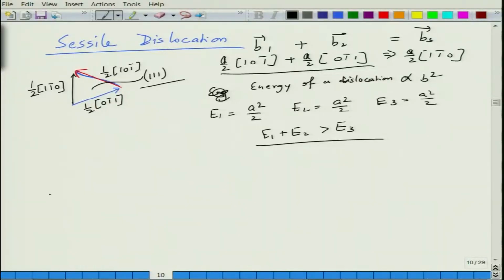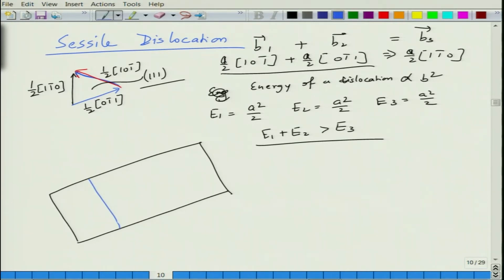So, we may have a first plane, let us say we define one plane which is this plane. In this plane we had a dislocation which was, let us say, half 0 bar 1 1. And let us say this slip plane was bar 1 1 1, and if you take the dot product, they make 0. So, this was earlier moving in the bar 1 1 1 plane.